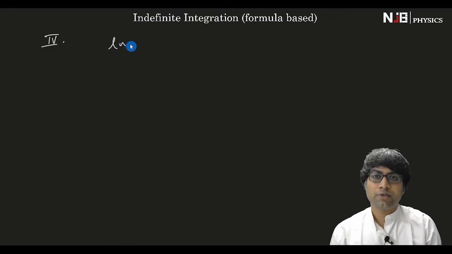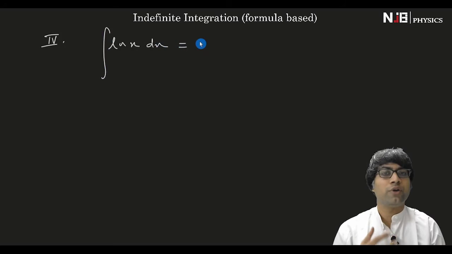Now, what is the integration of ln x? Well, the integration of ln x is not going to be required.